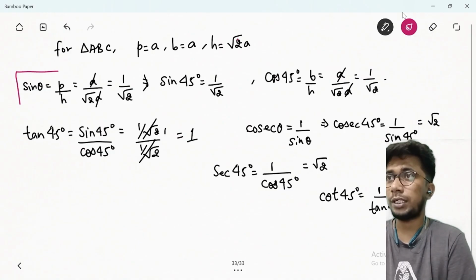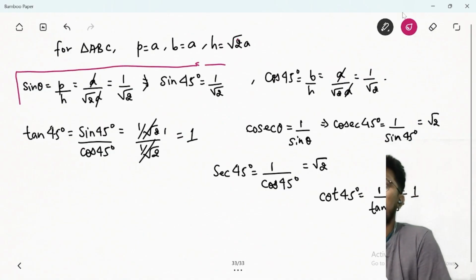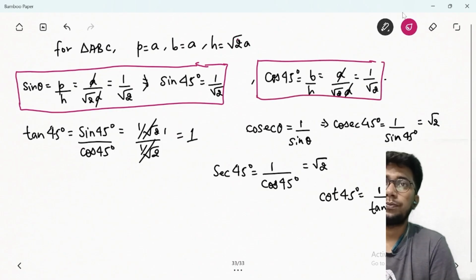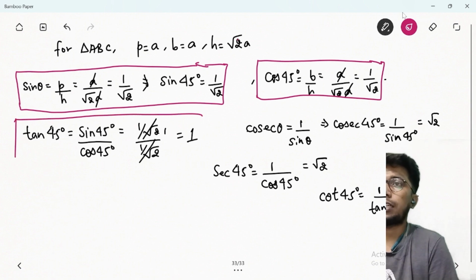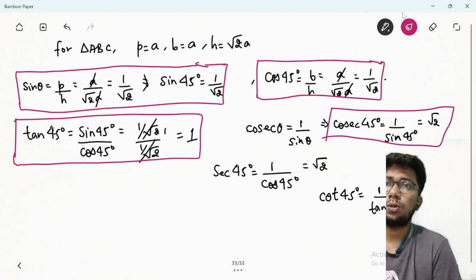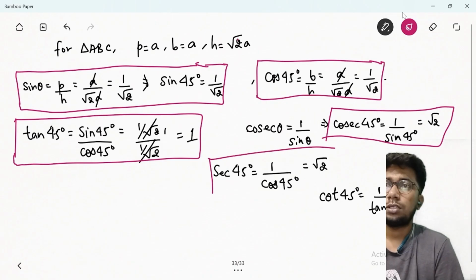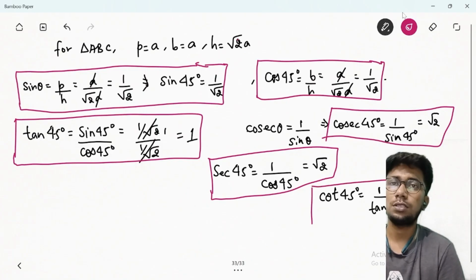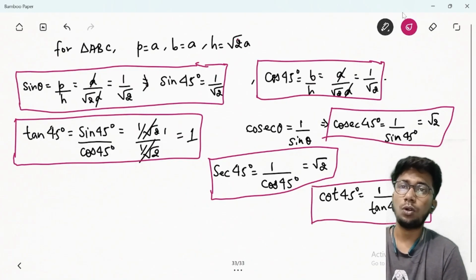What we calculated that sine 45 is nothing but 1 upon root 2, cos 45 is also 1 upon root 2, tan 45 is 1, cosec 45 is root 2, sec 45 is also root 2, and thus cot 45 is 1. So you should remember all these values.